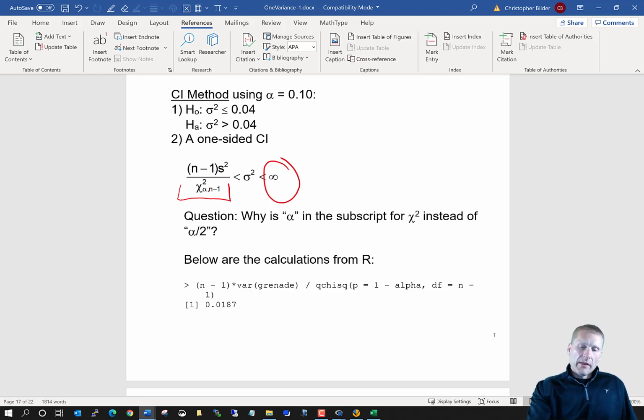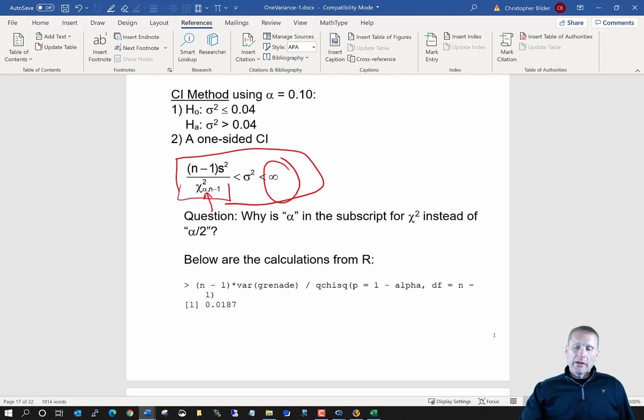So this is my confidence interval that I'm going to calculate. Now notice here, I only have alpha. I don't have alpha divided by 2. Again, we're doing a one-tailed test, so we are working with just a one-sided confidence interval. So I'm only going to find one of these quantiles for my chi-square distribution. I only need to use alpha then, not alpha divided by 2.